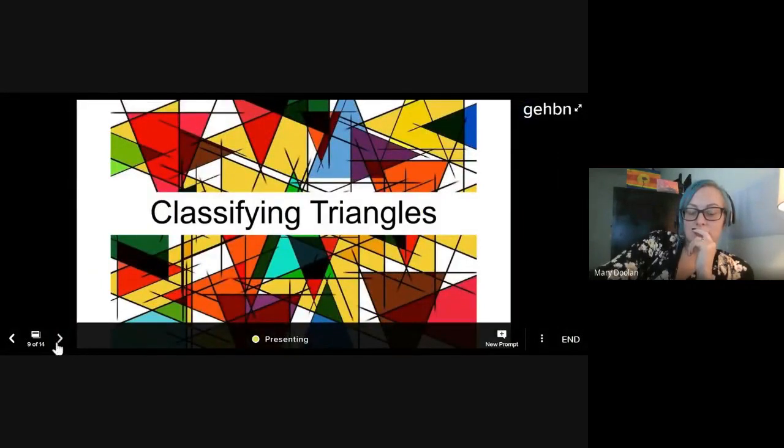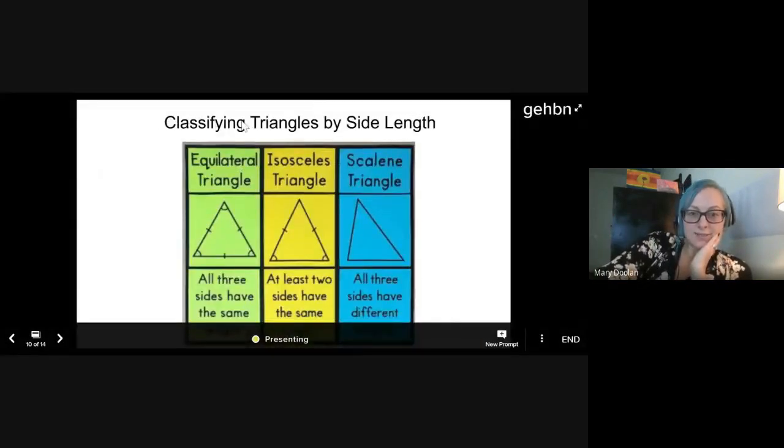I don't know, we might actually make it through our lesson. We'll see. Classifying triangles. We haven't really done this yet, so I wanted to go over this with you. It is review, but I wanted to cover it with you specifically. Classifying triangles can be done by side length. If all three sides are exactly the same length, and you have these little tick marks to show that they're all the same length, we call that an equilateral triangle.